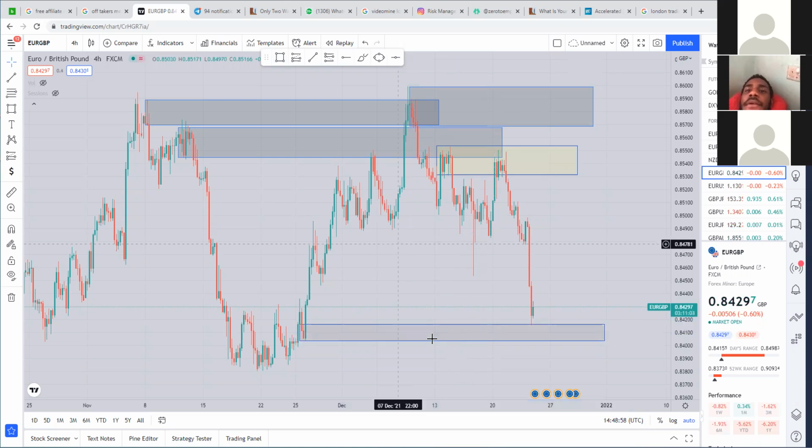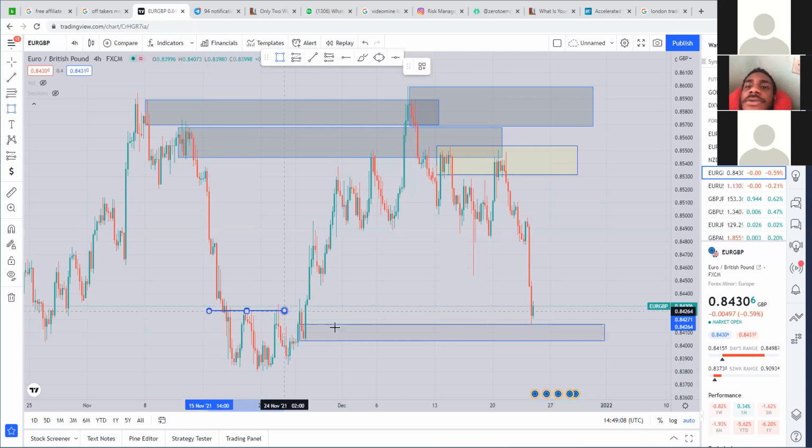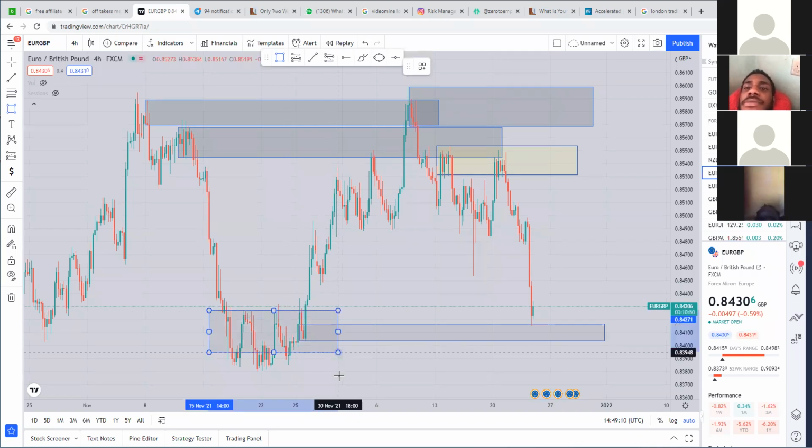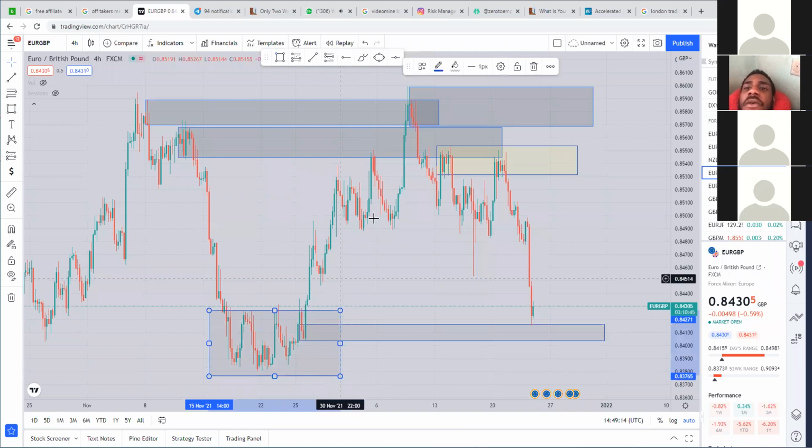So as you can see, this was what it reacted to. This zone here was the origin of the zone. This zone here was where this impulsive movement upward originated from. So all you need to do is look for the zones where the origin is. Look at how this consolidated and cleared liquidity up here.